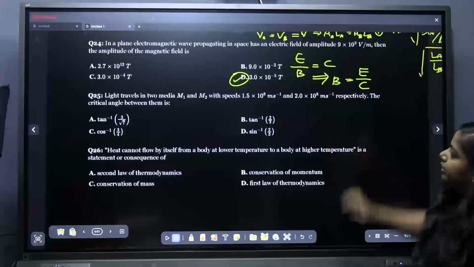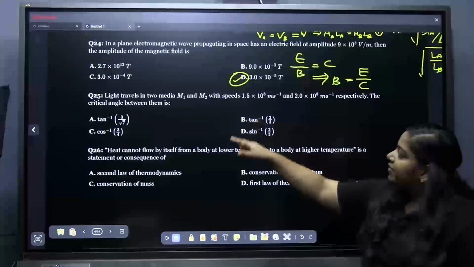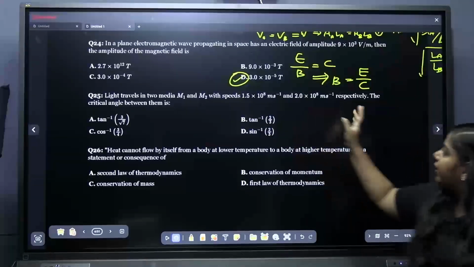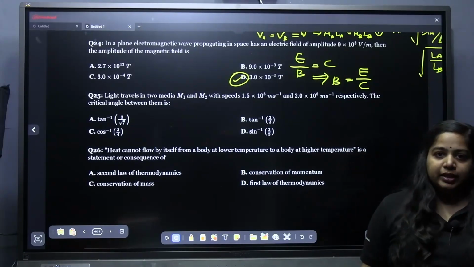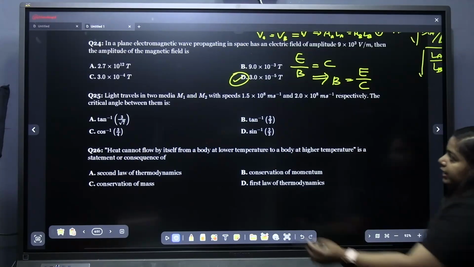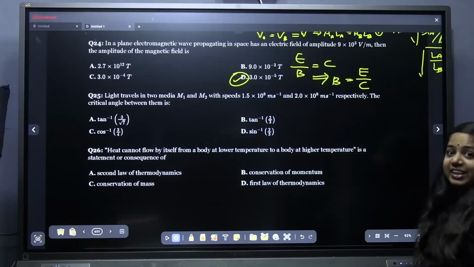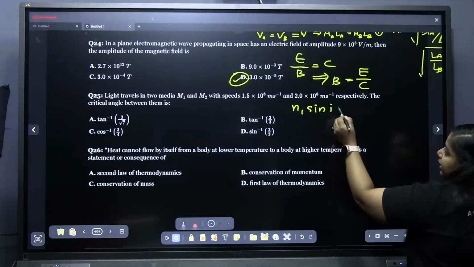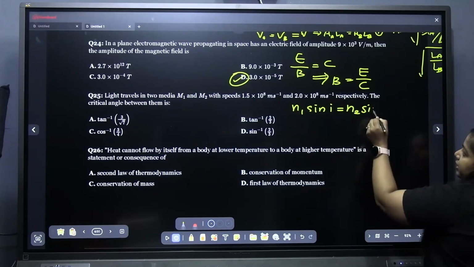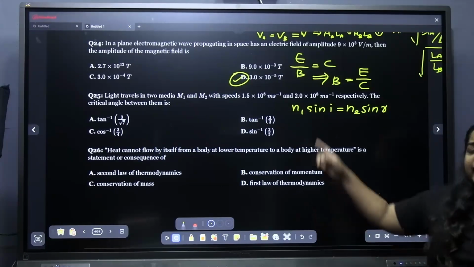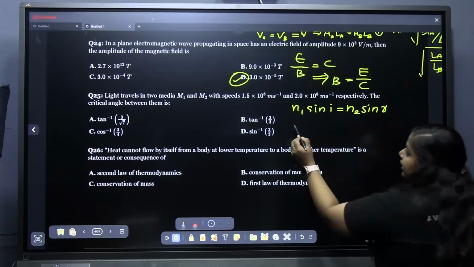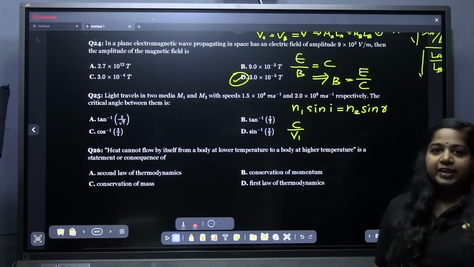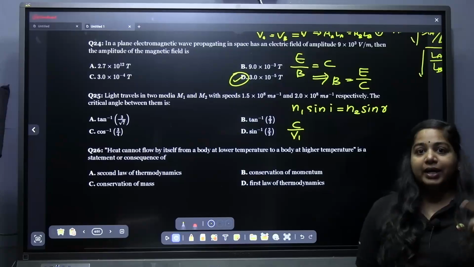Next one, 25. Light travels in two media M1 and M2 and speed in that media is given. Critical angle between them. So in such cases we have to use our Snell's law. Snell's law is N1 sin I equal to N2 sin R. N1 is actually C by V1. Refractive index of a medium is C by V1.